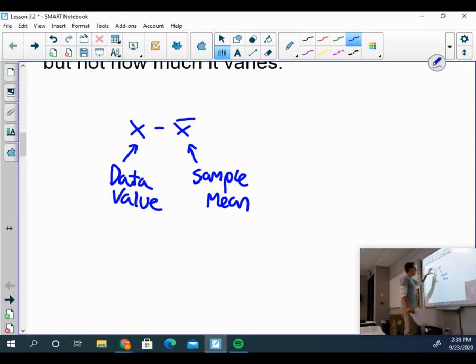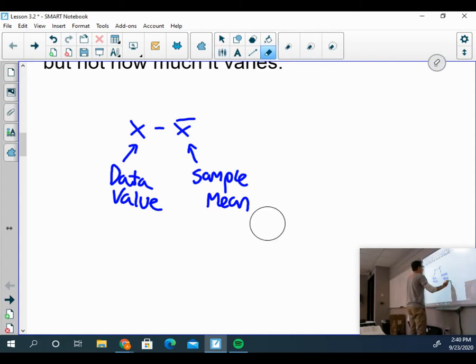If I have a data value that's very far from the mean, that subtraction is going to produce a big number. But if the data value is very close to the mean, it's going to produce a small number. The more data that's closer to the mean is going to produce data that's very consistent. Data that's far from the mean is going to be inconsistent. So in this formula, we are going to subtract our mean from our data value.